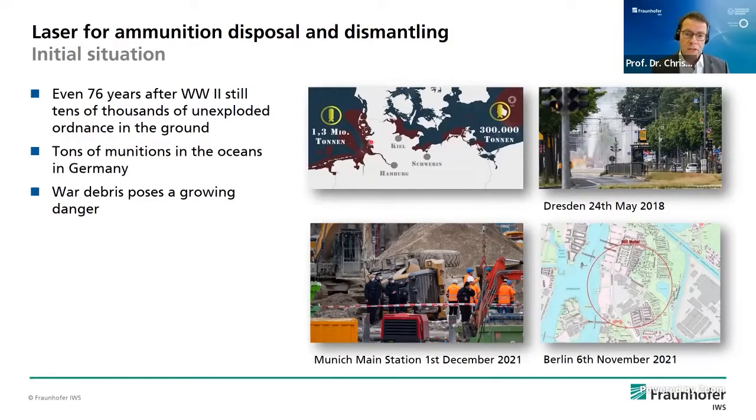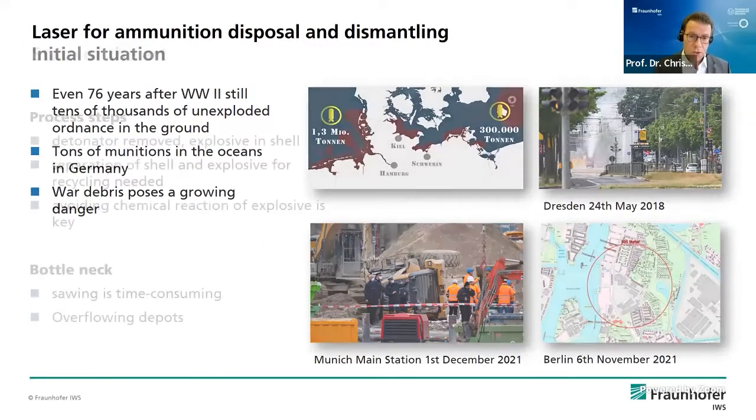And if you look at this map here, this shows you the estimated amounts of ammunition buried in the ocean. This is the North Sea, this is the East Sea, the Baltic Sea, and in Europe. So 1.3 million tons, and this is 300,000 tons of war debris, if you will. So this poses really a danger.